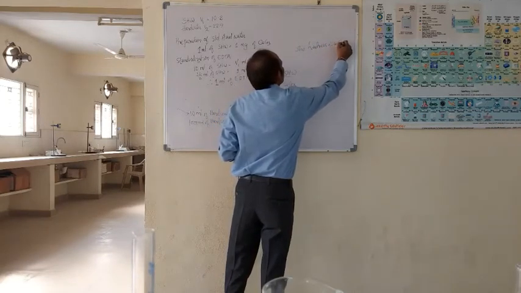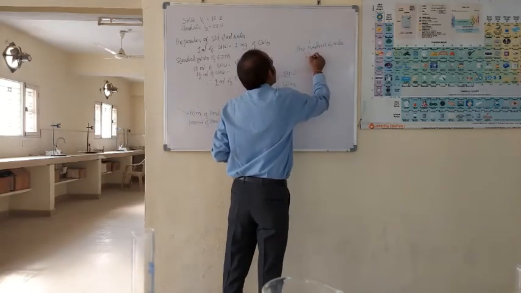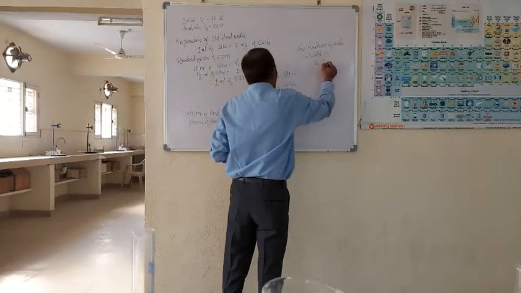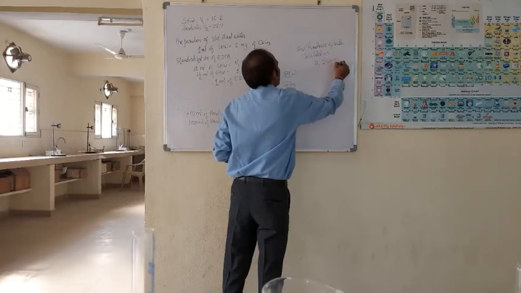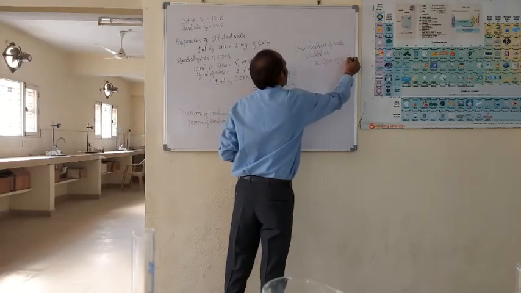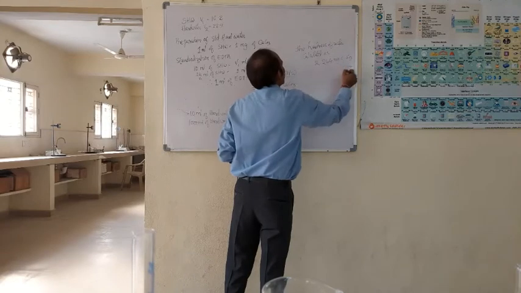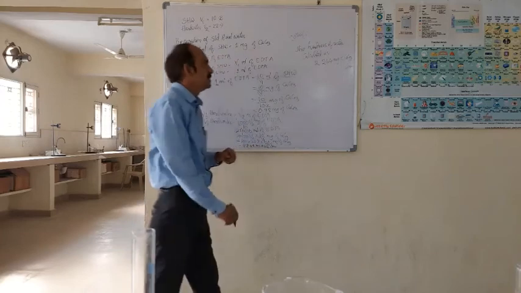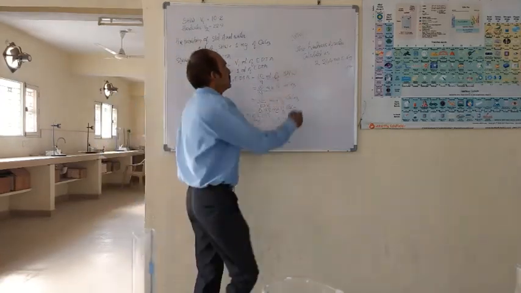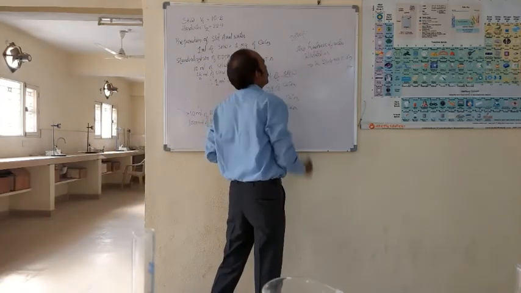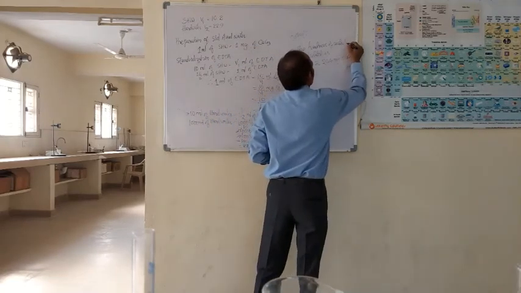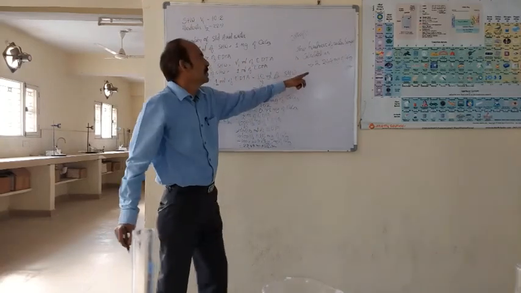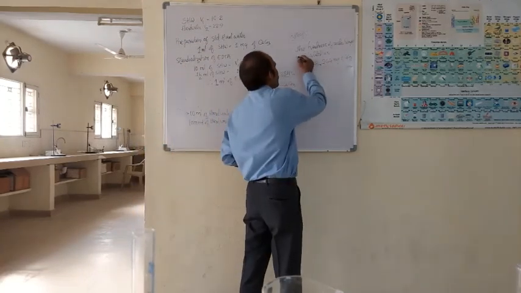So the result we write as: the hardness of the water is calculated as 2244 mg of CaCO3 or ppm. ppm is nothing but parts per million. Always we express the hardness of water in terms of mg of CaCO3 or ppm. So the hardness of the water sample is calculated as 2244 mg of CaCO3 or ppm.